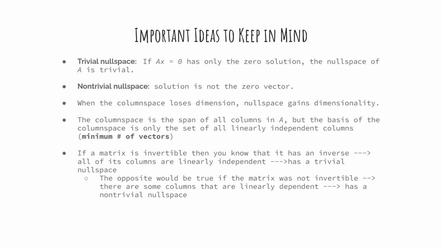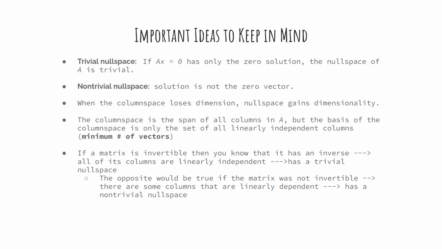Yeah. And then another idea is when the column space loses dimension, then our null space also gains dimensionality. As a quick definition, the column space is the span of all columns in A, and the basis of the column space is only the set of all linearly independent columns, the minimum number of vectors. All that means is if you were to take all the linearly independent columns needed to span that vector space, then the basis would be essentially the smallest number of vectors needed.